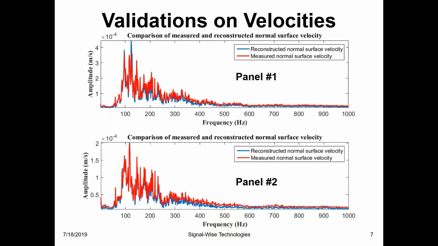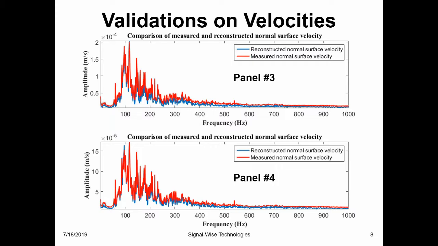Shown here are the comparisons of the reconstructed and measured spatially averaged normal surface velocity spectra for 2 different designs, namely panels number 1 and 2. Results show that excellent agreements were obtained. Shown here are the comparisons of the reconstructed and measured spatially averaged normal surface velocity spectra for panels number 3 and 4. Once again, excellent agreements were obtained.